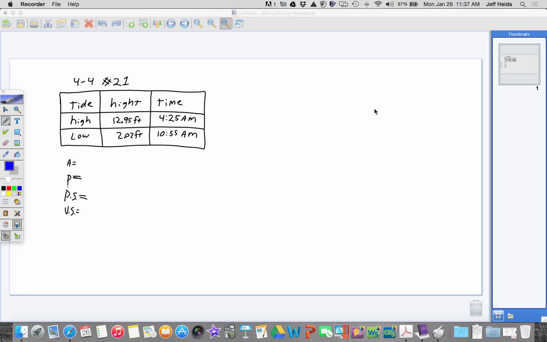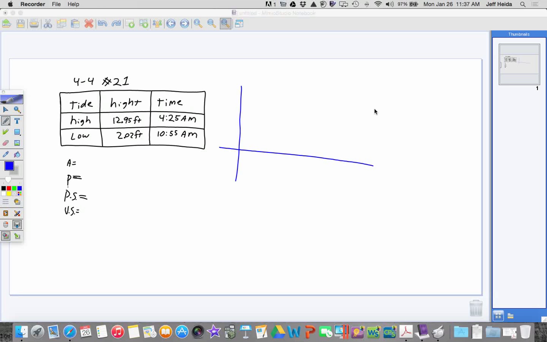So here is the problem that we went over on Friday from chapter 4, section 4, problem 21. It is a classic tide problem. You have a high tide, you have a low tide. You need to come up with an equation so that you know what the water depth is going to be at any given time. The way that I would normally start a tide problem is I would draw a diagram and plot the points that we have.